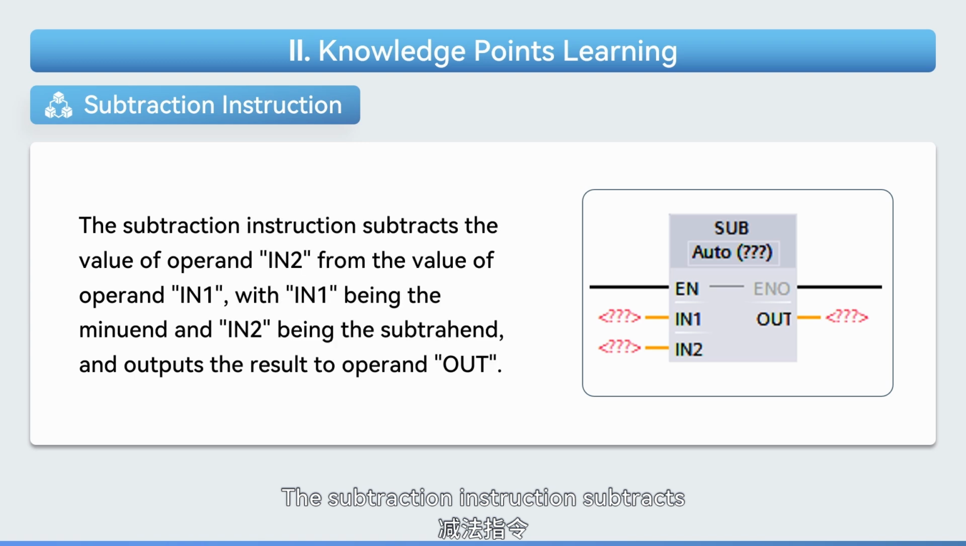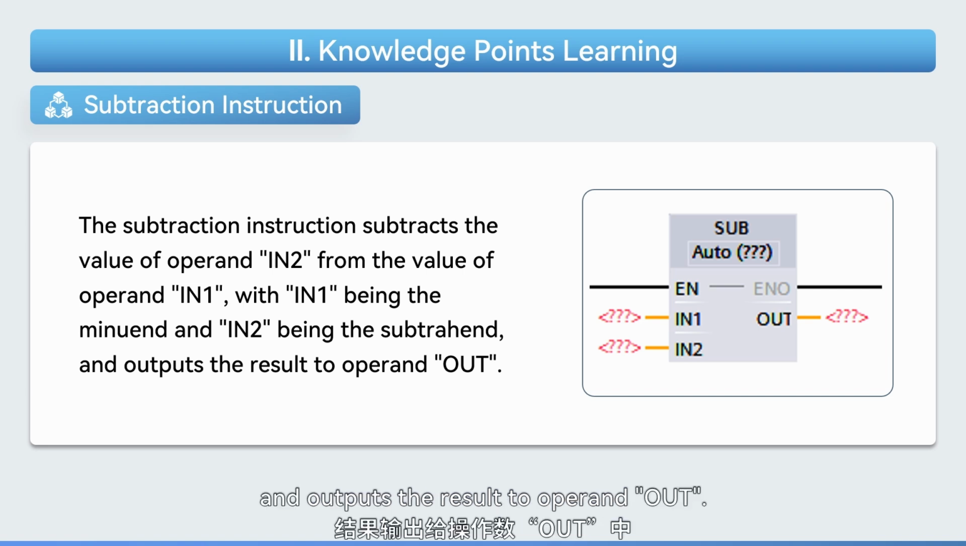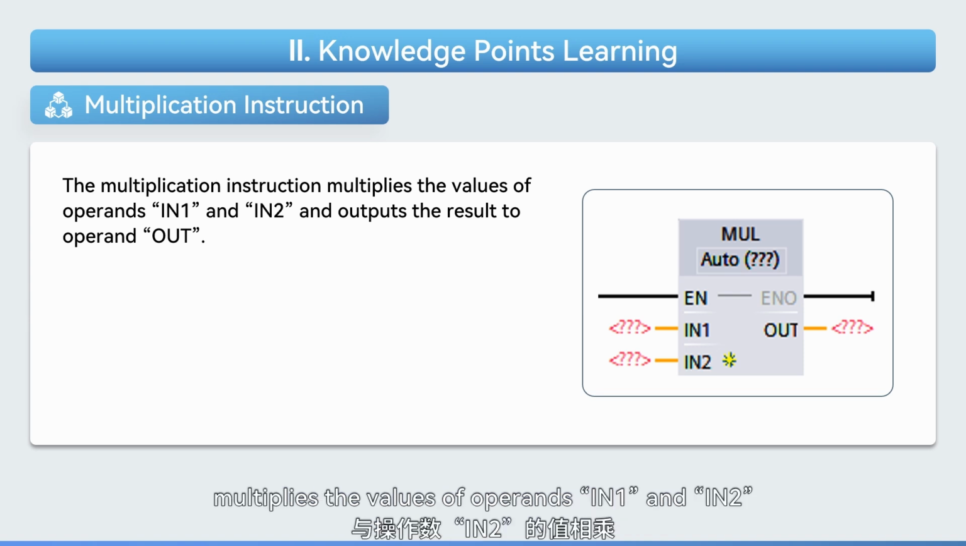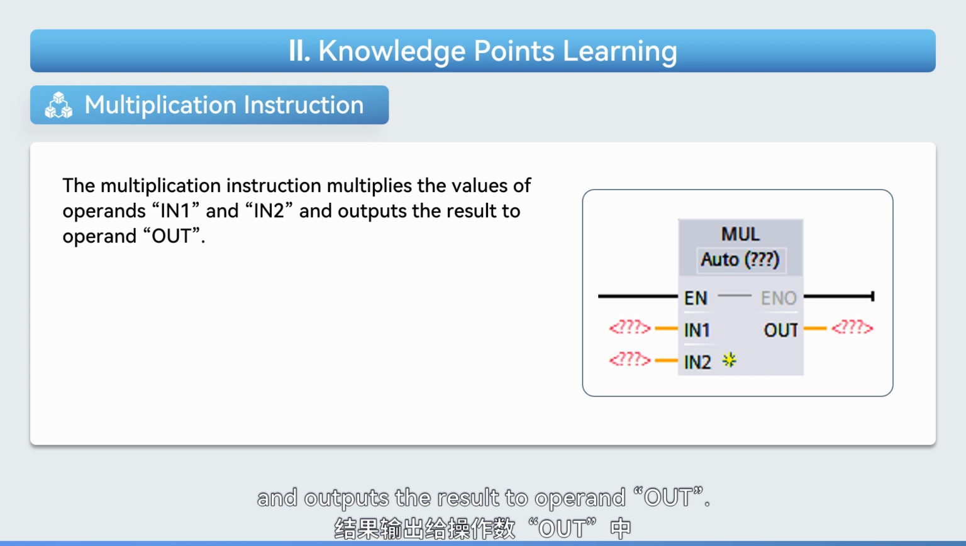The subtraction instruction subtracts the value of operand IN2 from the value of operand IN1, with IN1 being the minuend and IN2 being the subtrahend, and outputs the result to operand OUT. The multiplication instruction multiplies the values of operands IN1 and IN2 and outputs the result to operand OUT.